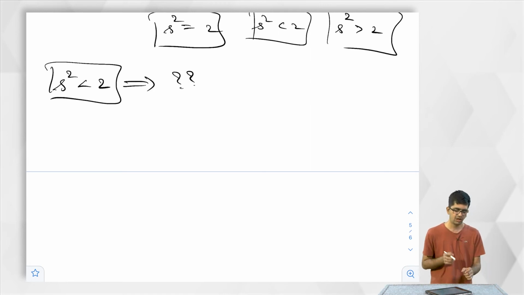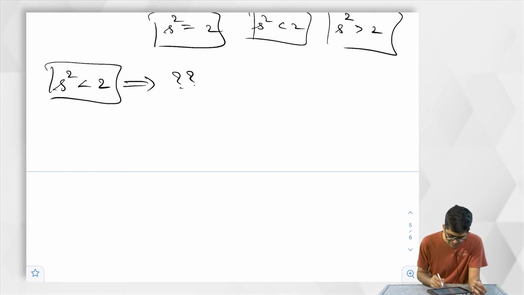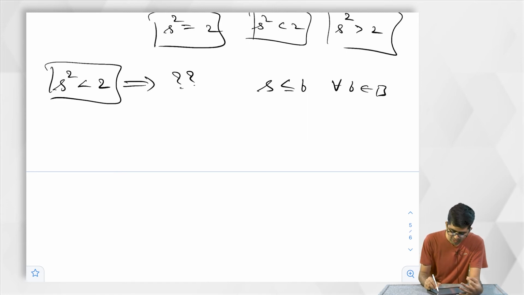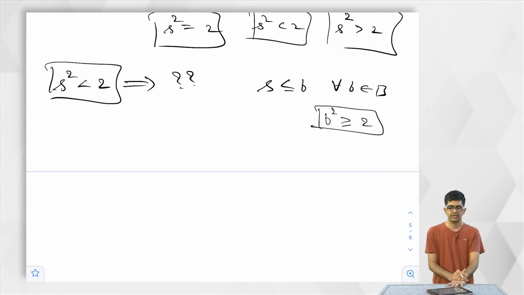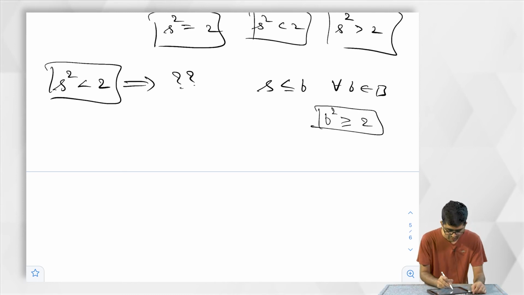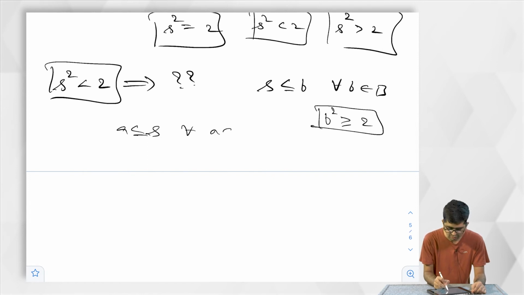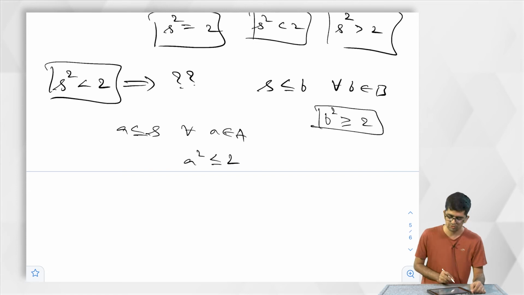Just remember the property of S. What is S? S is such that S is less than or equal to B for every B in B. What is this? An element of B has a condition that B square is greater than or equal to 2, right? Similarly, S is greater than A for every A belongs to A. What is this? A square is less than or equal to 2.